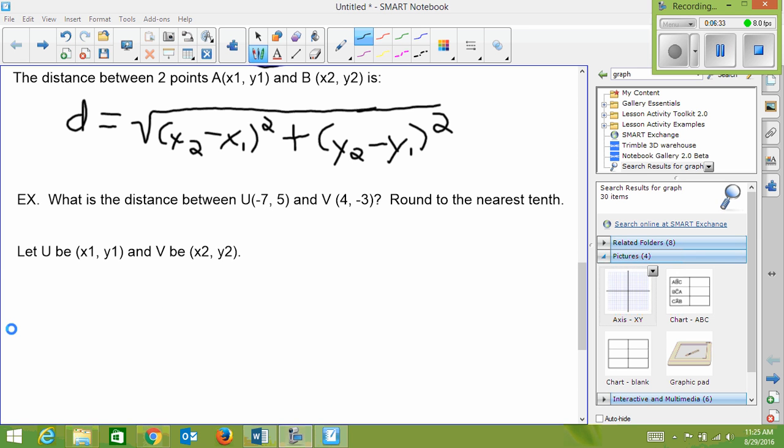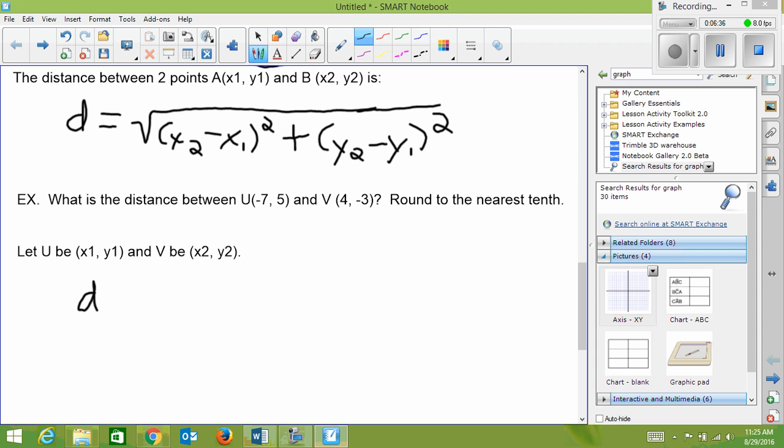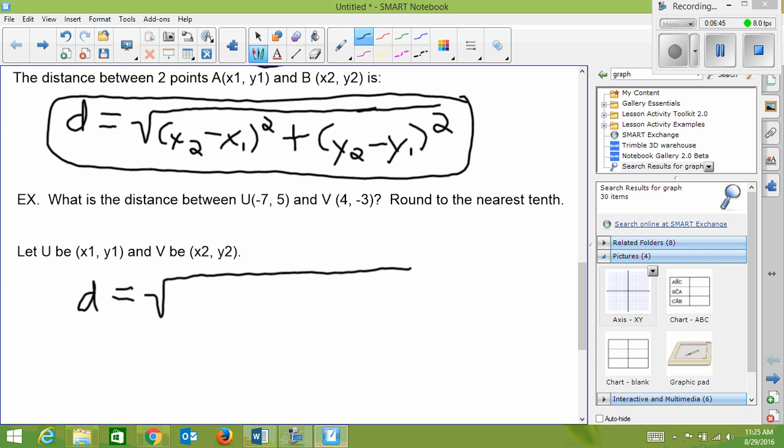So using my formula, D equals the square root, and my formula is right here, so I'm going to be just following along with what it says here. So my x2 would be the V, so it would be 4, and my x1 would be this one, so it would be minus a -7 because there's already a subtract in the formula right here, and then we're going to square that, and then we'll add y2, which is this one, minus my first one, which is 5, and we're going to square that.